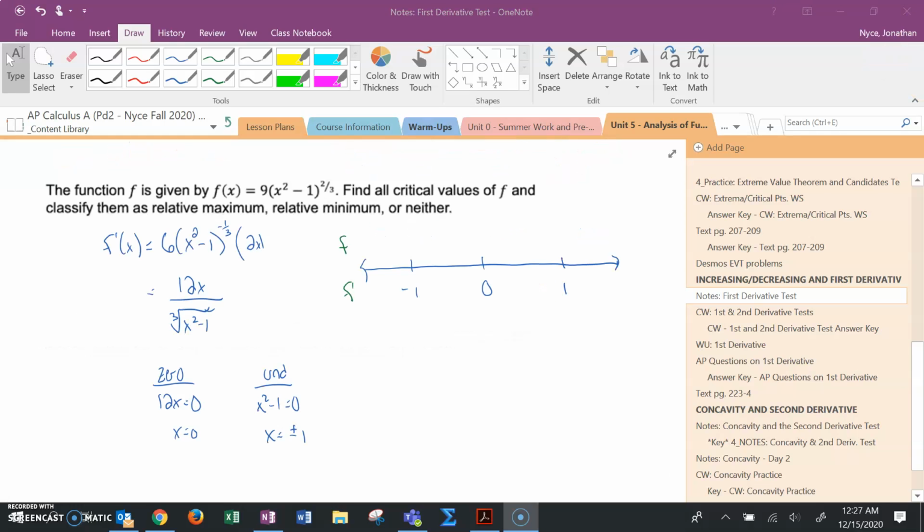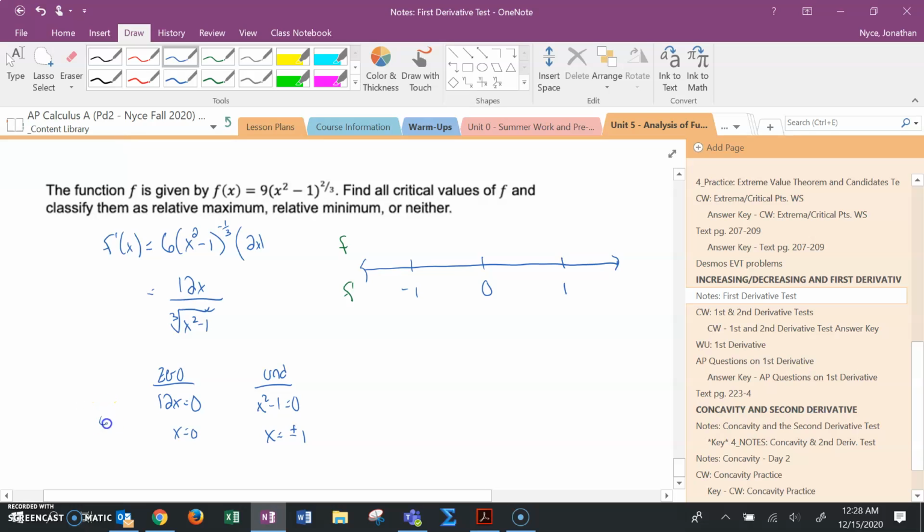Okay, for this last example, I found the derivative. 2/3 times 9 gives us 6. Decrease our exponent by 1, so we have a new exponent of -1/3. And the derivative of x squared minus 1 is 2x. Multiplying the 6 and the 2x gives us 12x. And I'm going to rewrite x squared minus 1 to the -1/3 as the cube root of x squared minus 1 in the denominator.